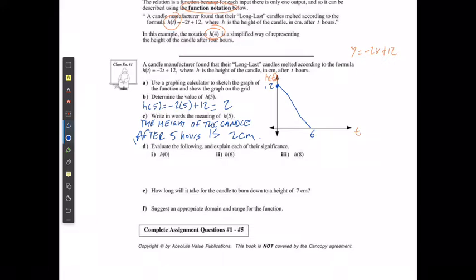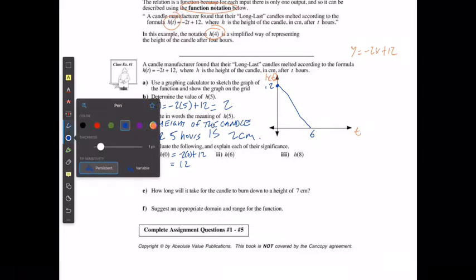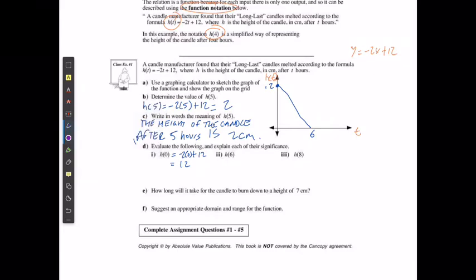If I'm evaluating the rest of these, h as a function of 0 is going to equal negative 2 times 0 plus 12, and that's going to give me 12. That would be the starting height of the candle.